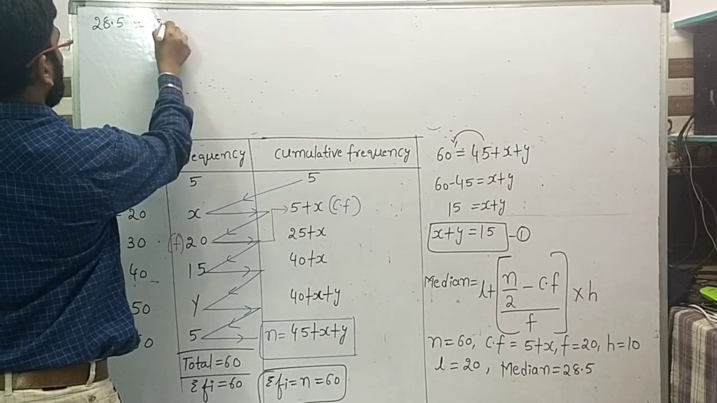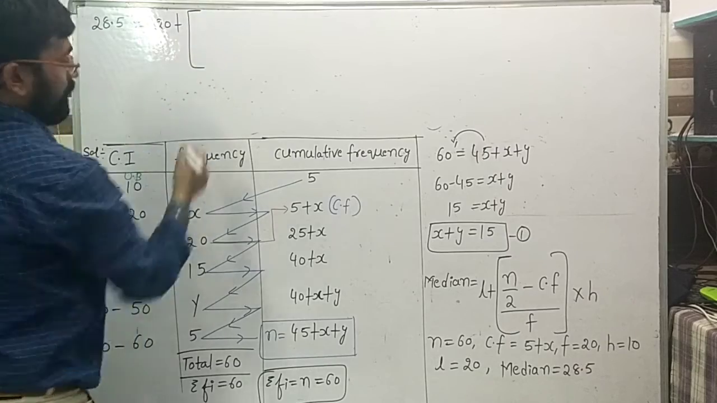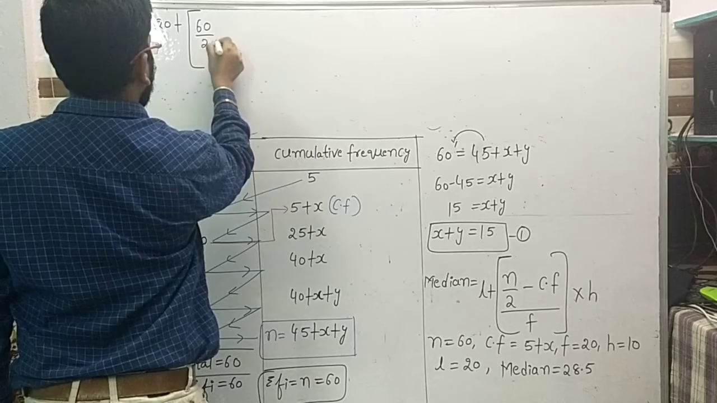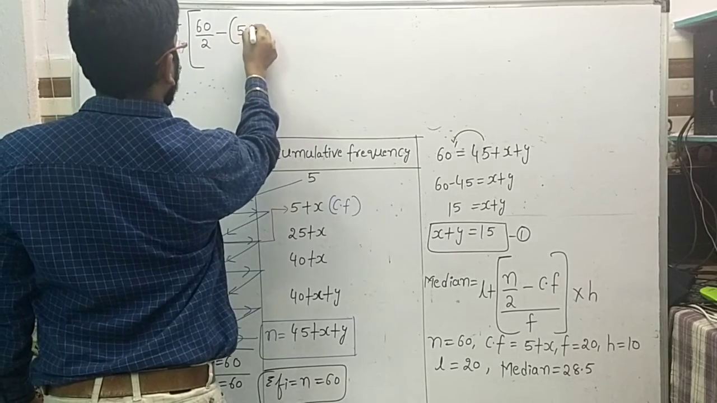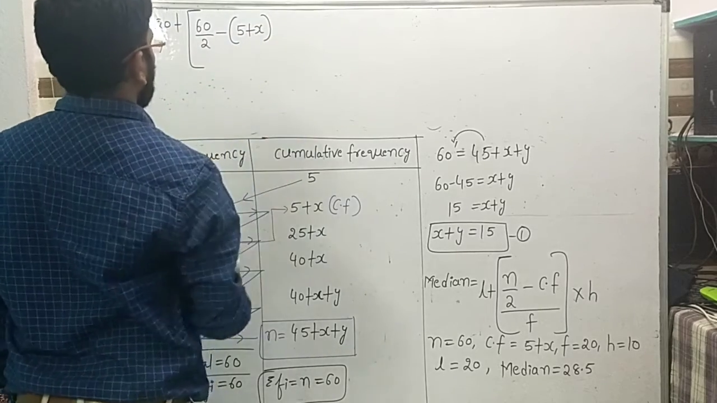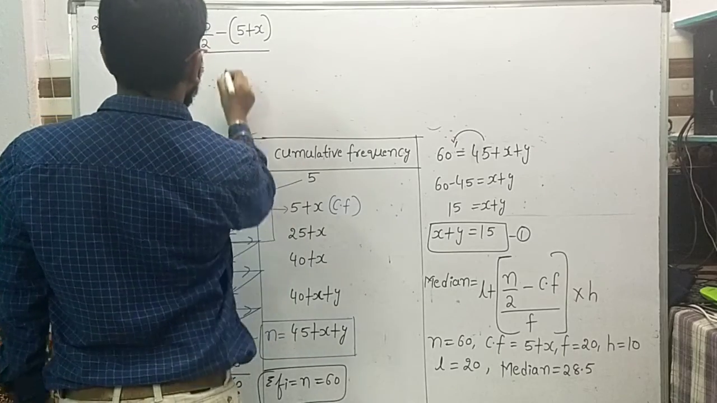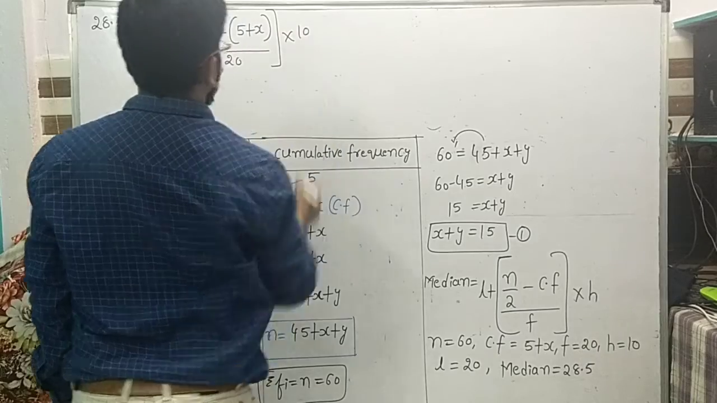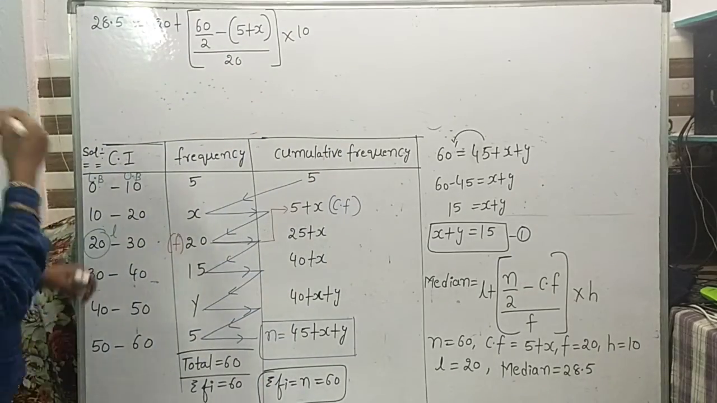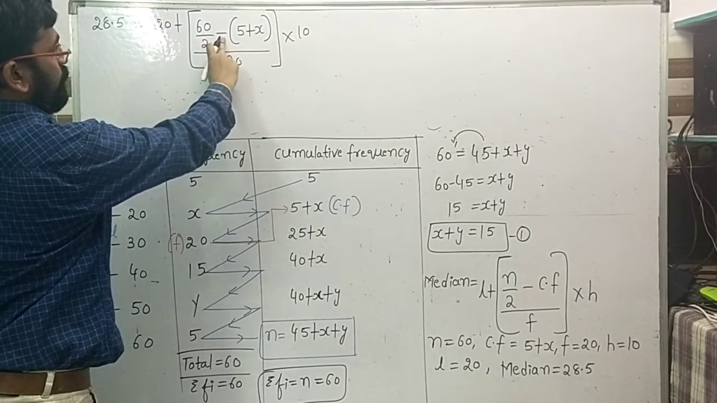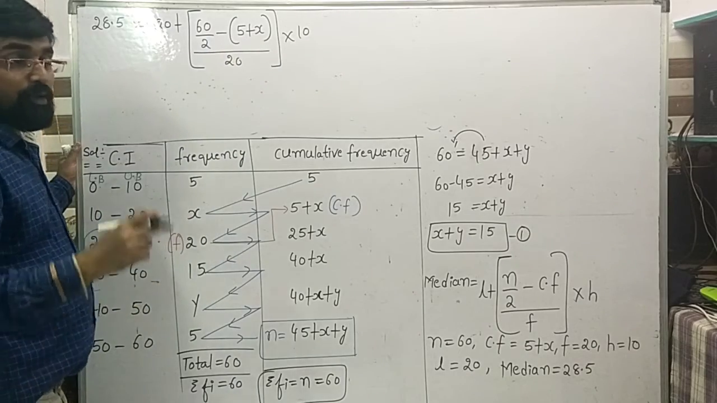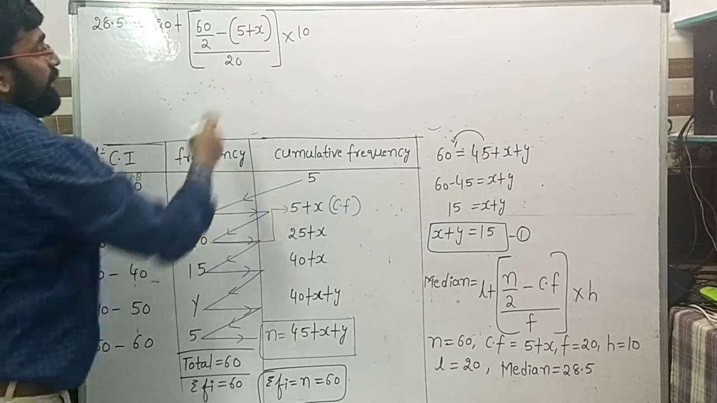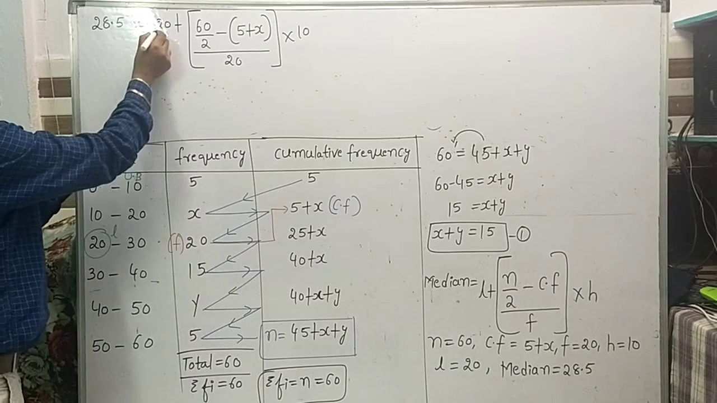L is 20 plus n by 2, which means 60 by 2, minus the bracket, the cumulative frequency, divided by the highest frequency 20, into H. H is 10. Some people take 5 as a negative value only for 5, so you need to keep a bracket. This minus applies to 5 as well as x.